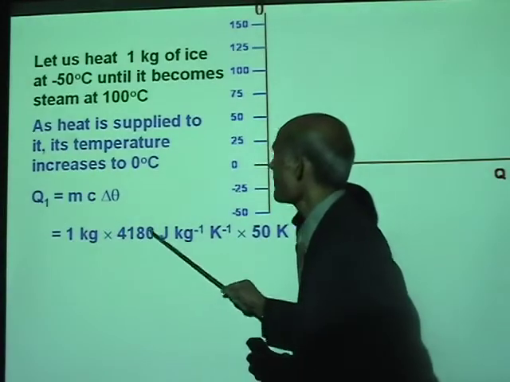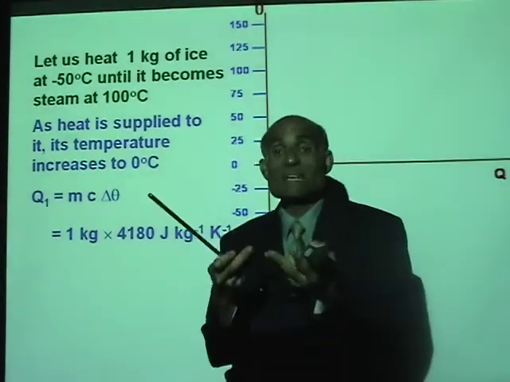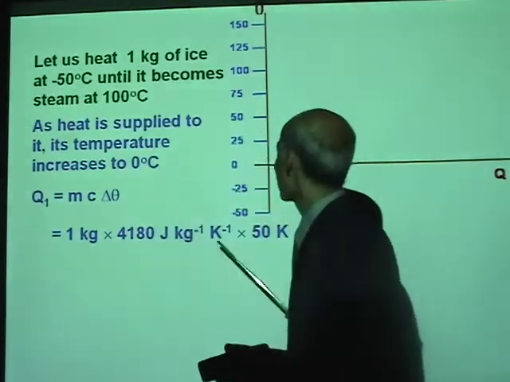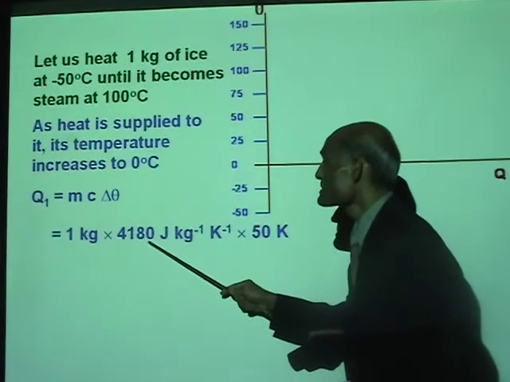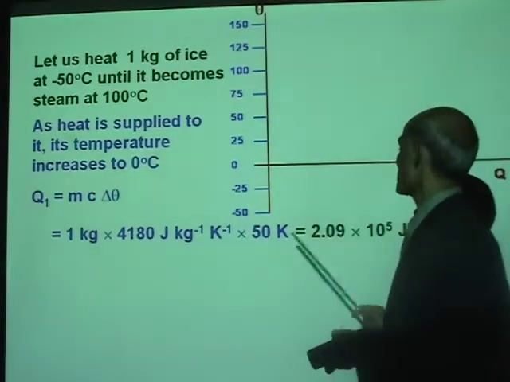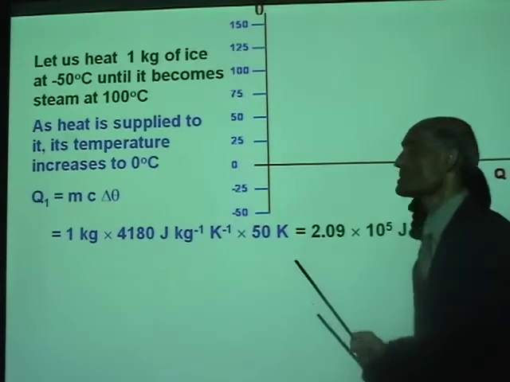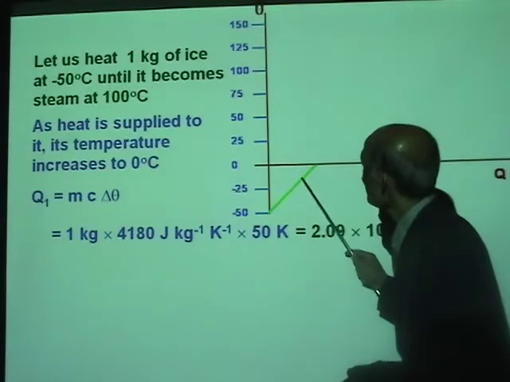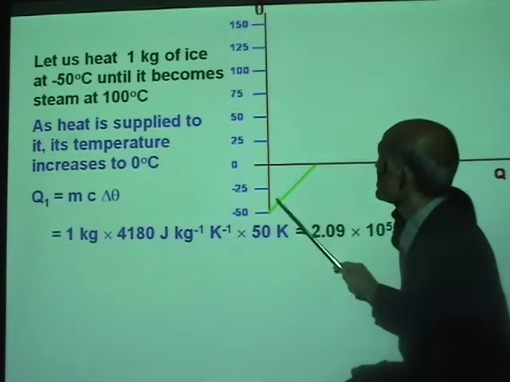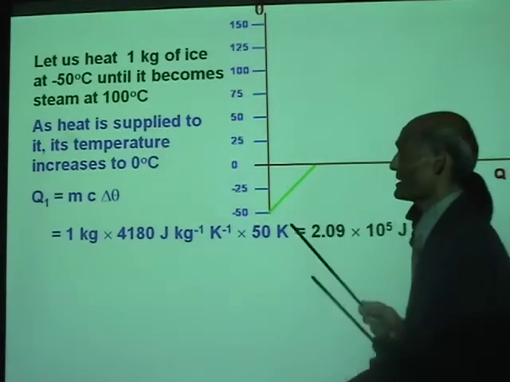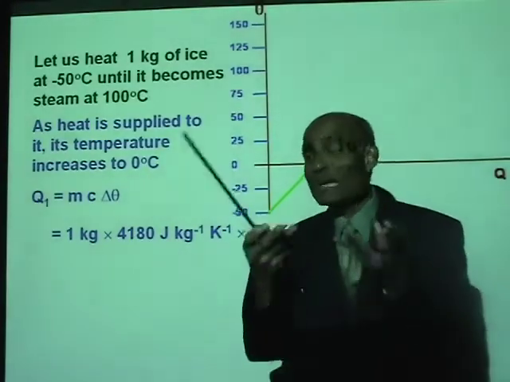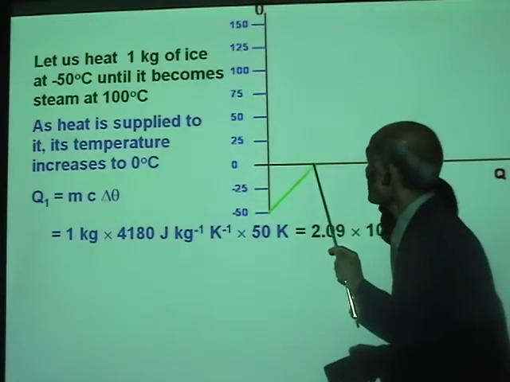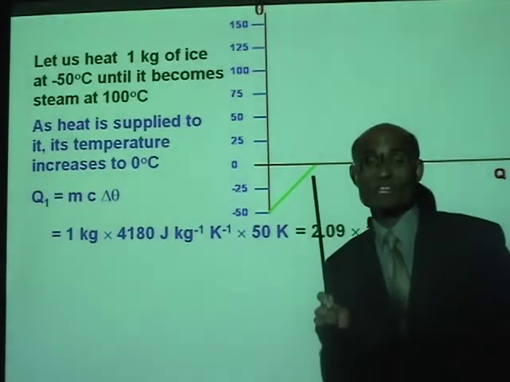This is a measure of the heat absorbed by ice in changing its temperature from negative 50 degrees to 0 degrees, mass times specific heat times change in temperature, that is 2.09 times 10 to the 5. Ice from negative 50 degrees is now at 0 degrees. Look at that, change in temperature. Alright, as you now supply heat to this, what's going to happen? What's going to happen is, all this ice is now at 0 degrees Celsius.